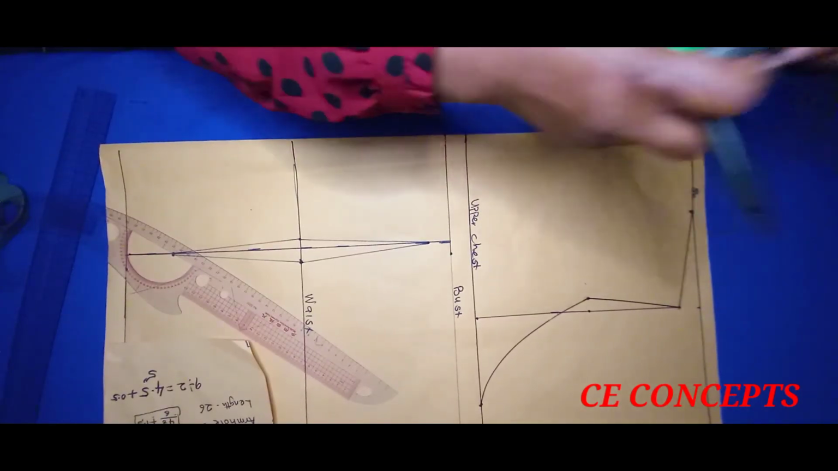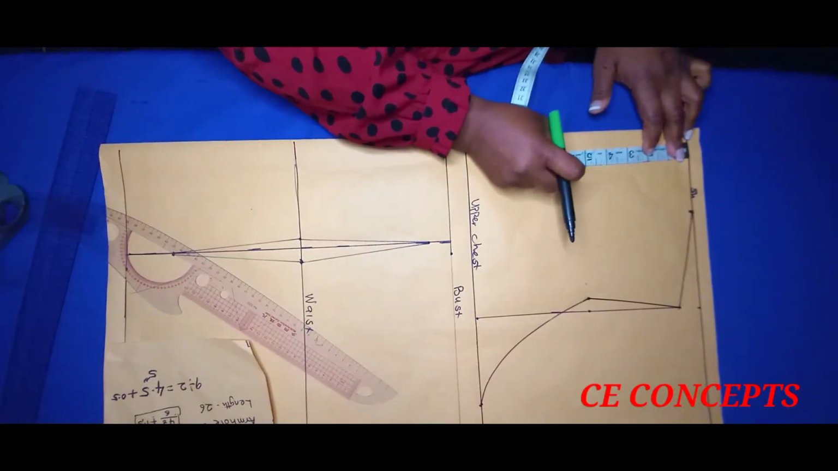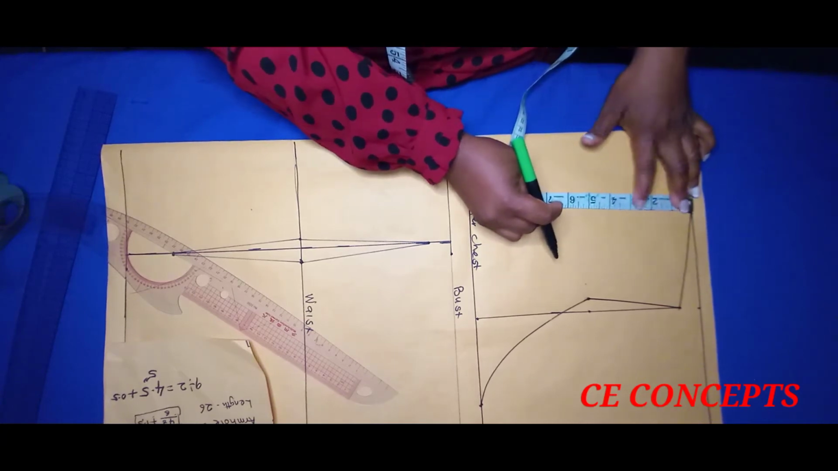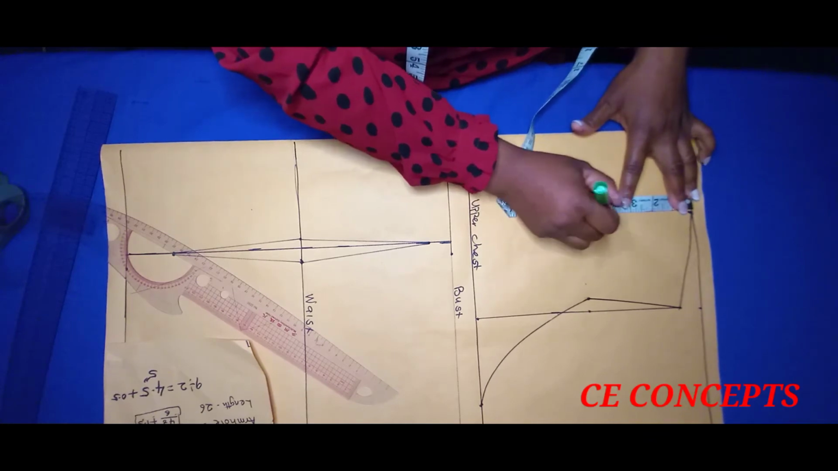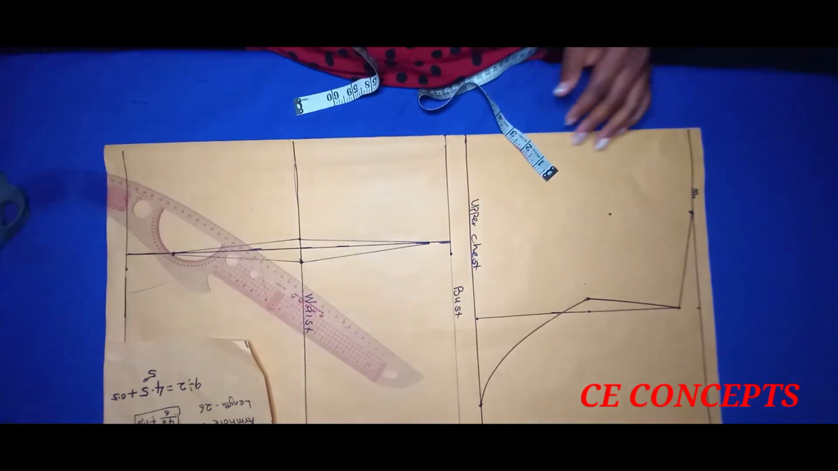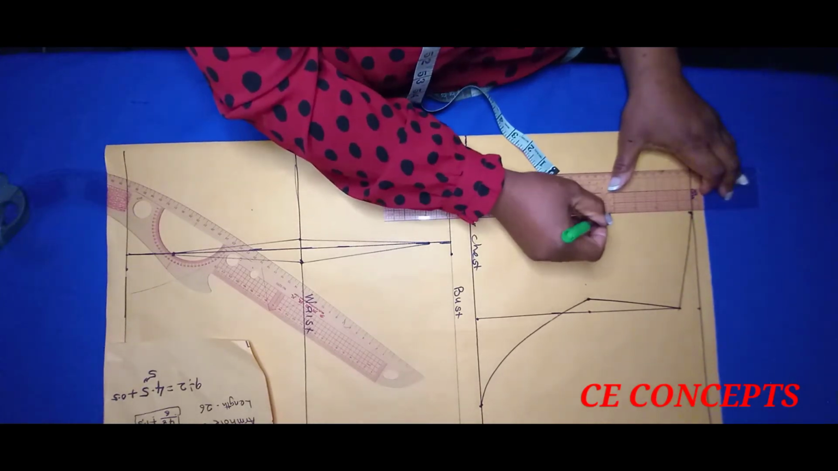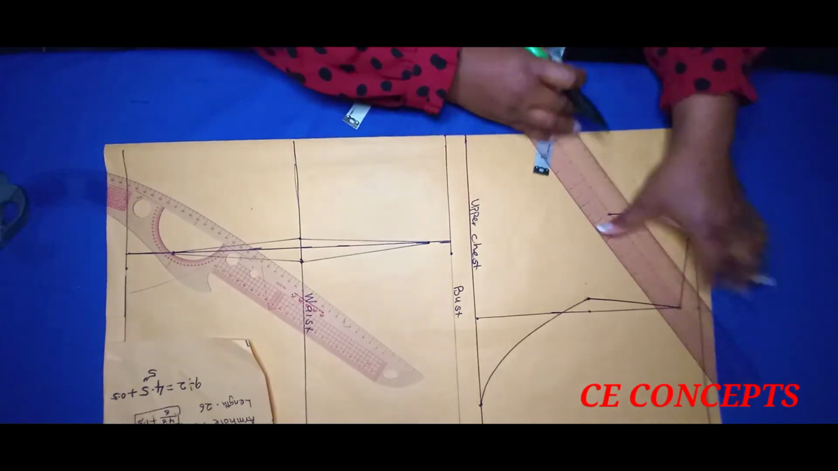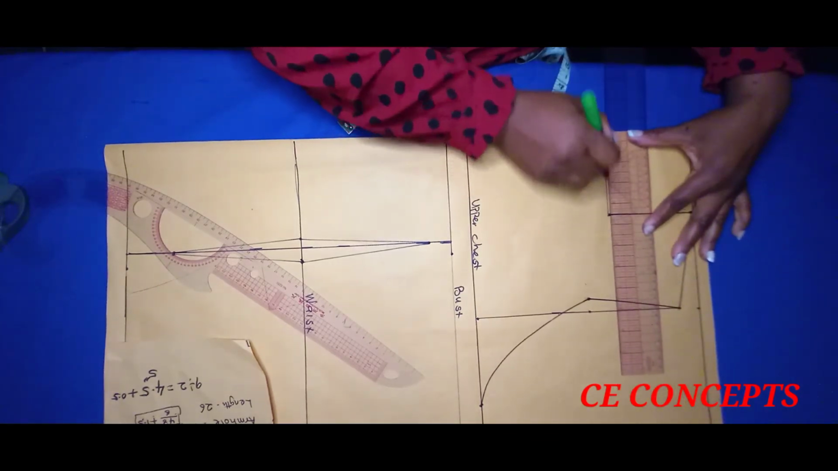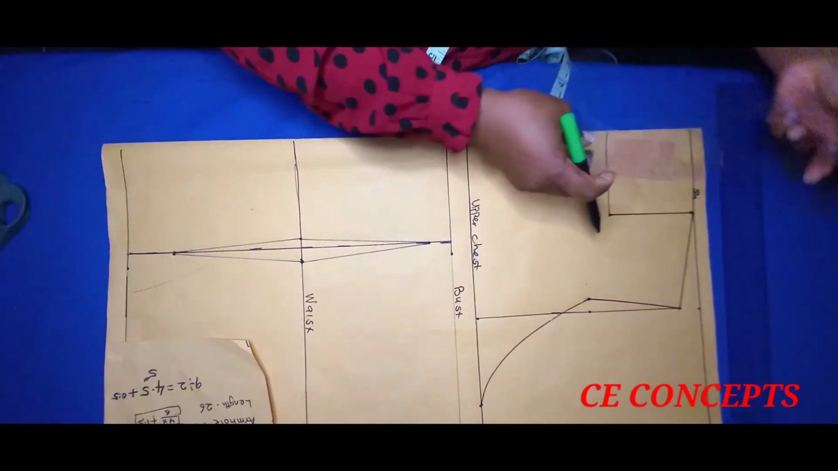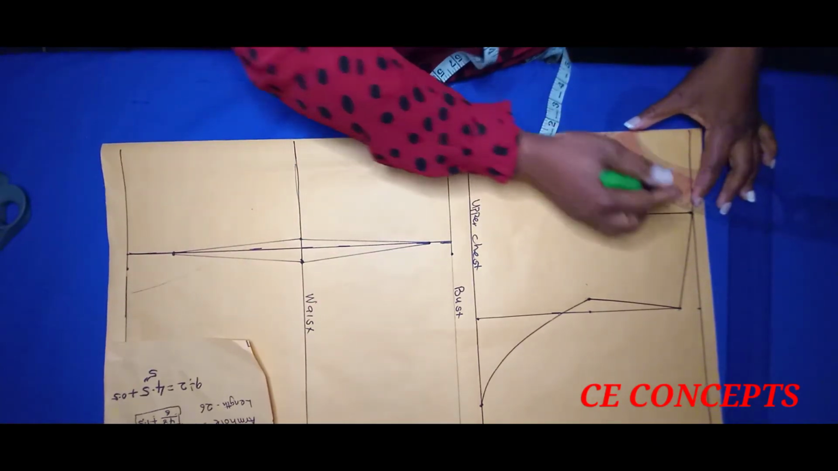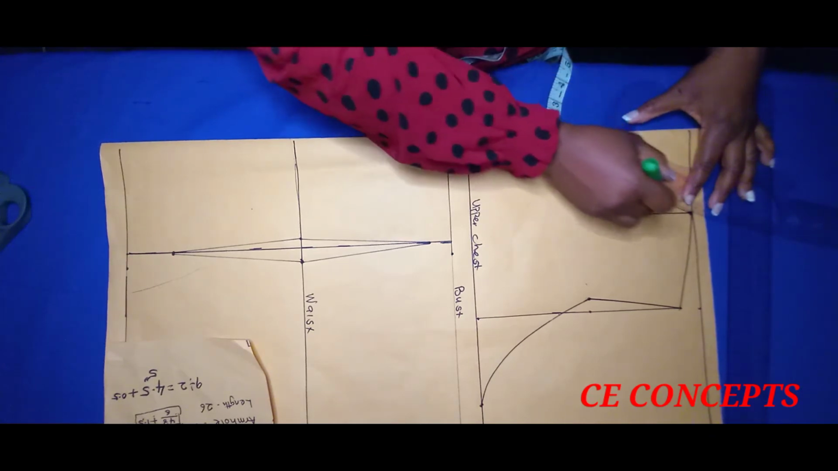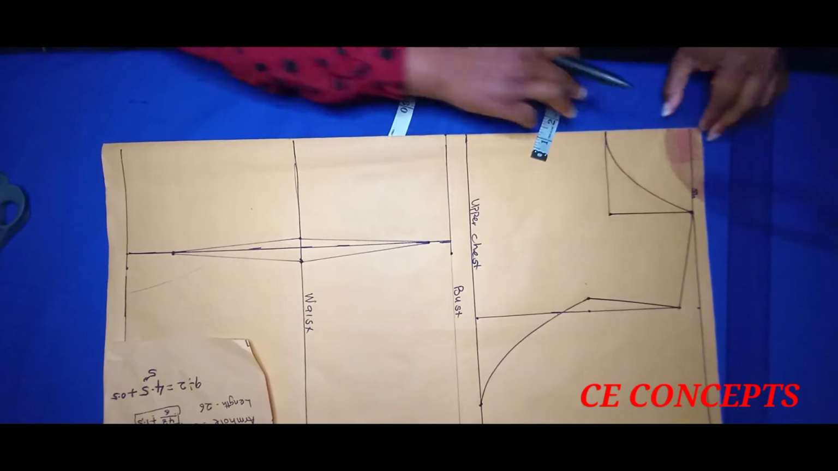So from the shoulder line, I'll be taking my neck depth, which is 4 inches. Yeah, let me make it 4 inches. I don't want it too deep. Then I'll connect the line to the neck width. Then I'll give it a curve. You can give it any shape you want, okay?